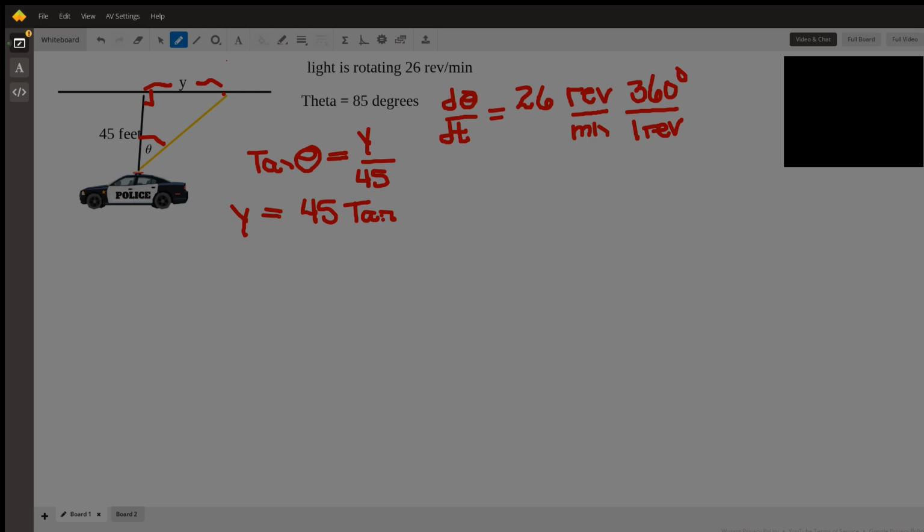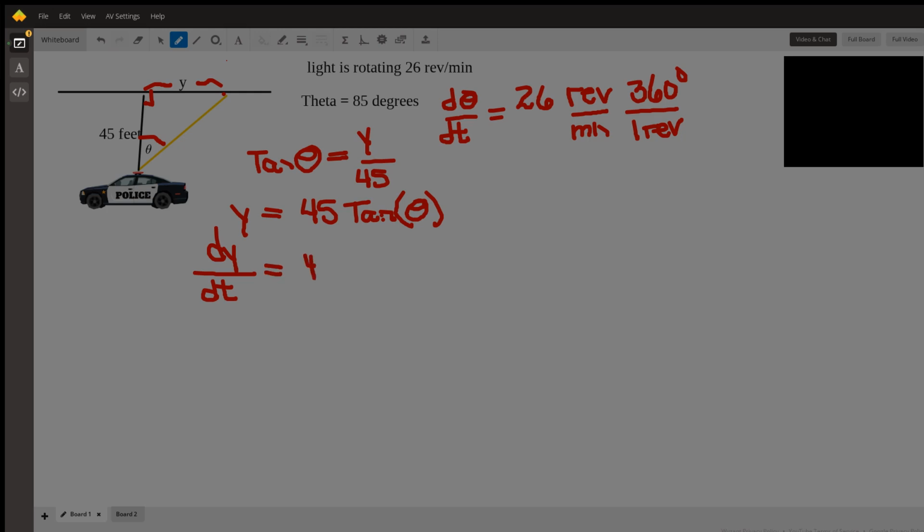The question is actually asking us to find y prime, or dy/dt. So we have to differentiate our expression for y, but we have to do it in terms of time, not in terms of theta. So keep in mind right here that the chain rule is going to be required because theta is also changing as a function of time. This is a related rates question.